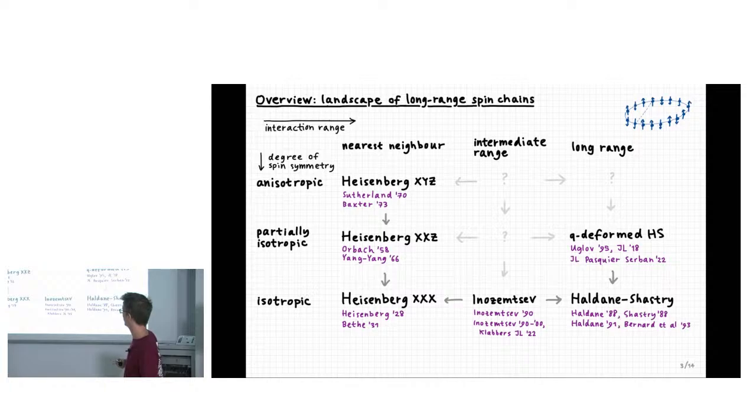So here, on the other extreme, there's a spin chain called the Haldane-Shastry spin chain, which was found by Haldane and Shastry independently in the late 80s. And it's also very beautiful. I'll tell you more about this. And in the middle, there's the Inozemtsev spin chain, which some of you might remember a bit from AdS/CFT. Now, as you see, there are some question marks here. So this landscape is not completely understood yet.